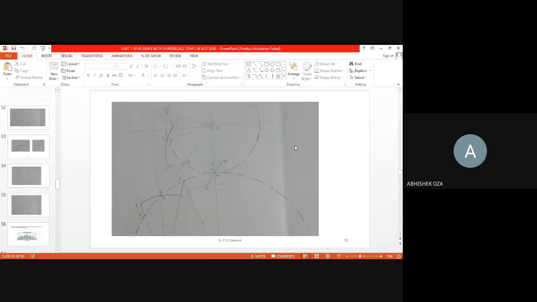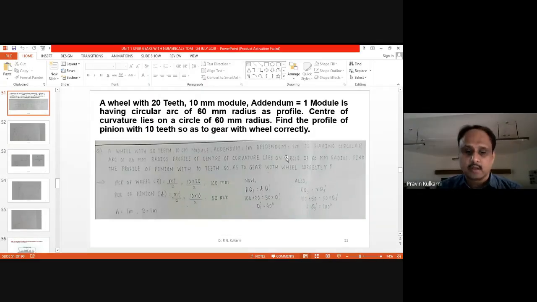Yes, sir. Now see, the problem statement is like this. Downside in the drawing sheet is the wheel, and upside will be the pinion. We have 20 teeth, 10 millimeter module. Addendum is one module, so addendum is actually 10 millimeter.